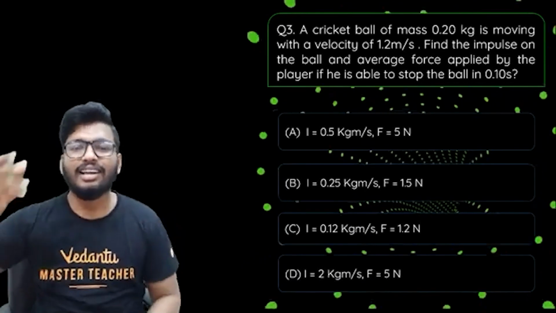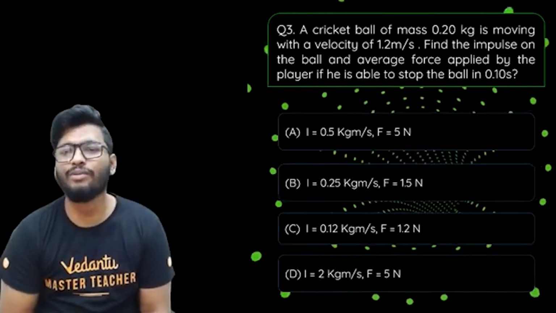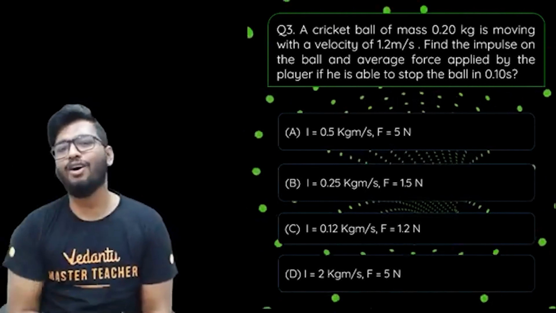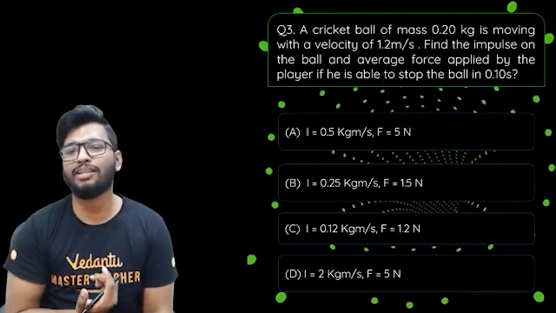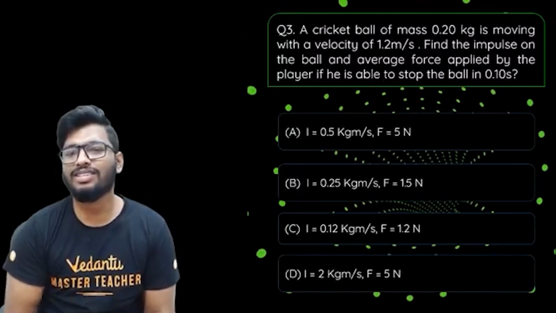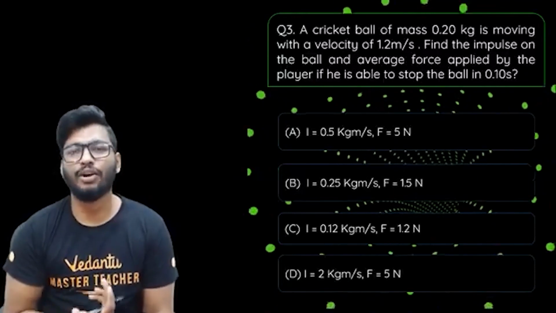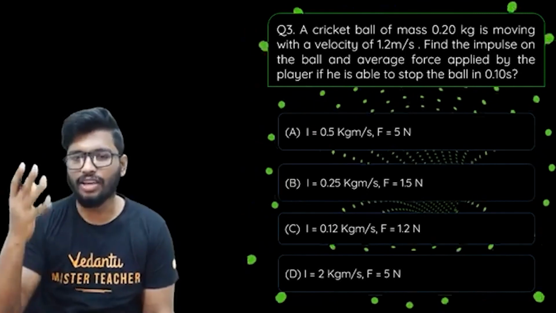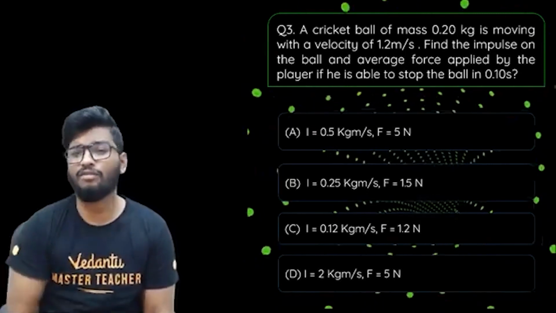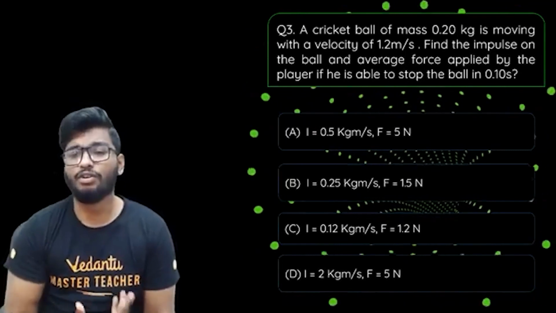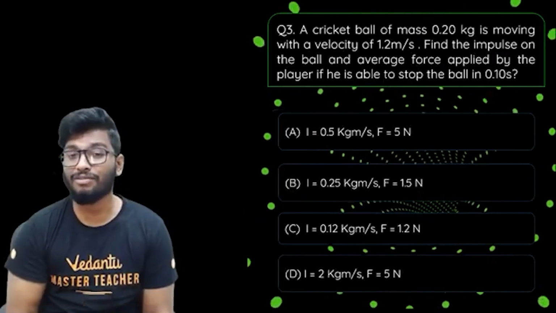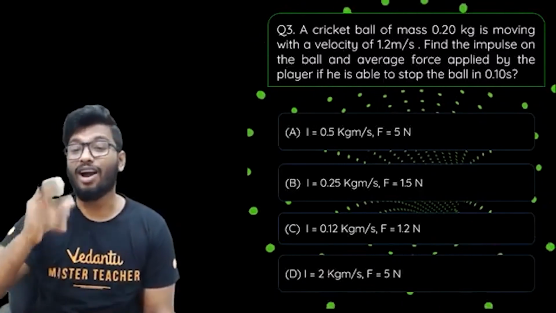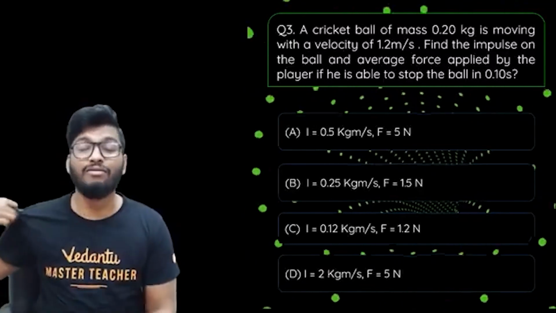Here's the question. A cricket ball of mass 0.20 kg is moving with a velocity of 1.2 meter per second. Find the impulse of the ball and the average force applied by the player if he is able to stop the ball in 0.10 second. Your options are: I, which is impulse, is equal to 0.5 kg meter per second, F is equal to 5 Newton; I is equal to 0.25 kg meter per second, and F is equal to 1.5 Newton; I is equal to 0.12 kg meter per second, and F is equal to 1.2 Newton; or I is equal to 2 kg meter per second, and F is equal to 5 Newton.